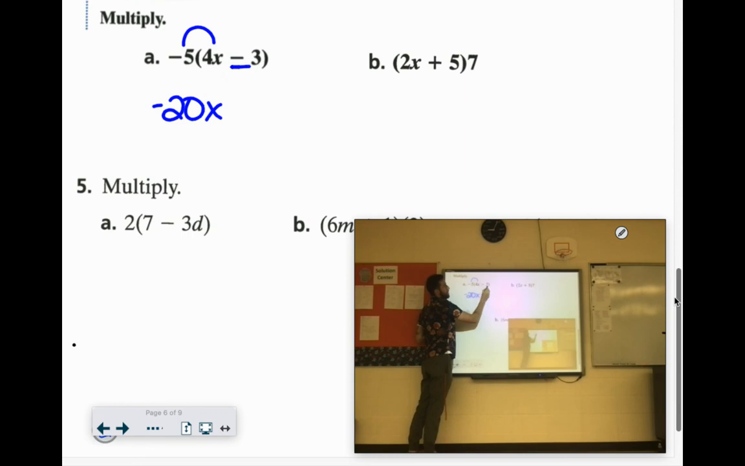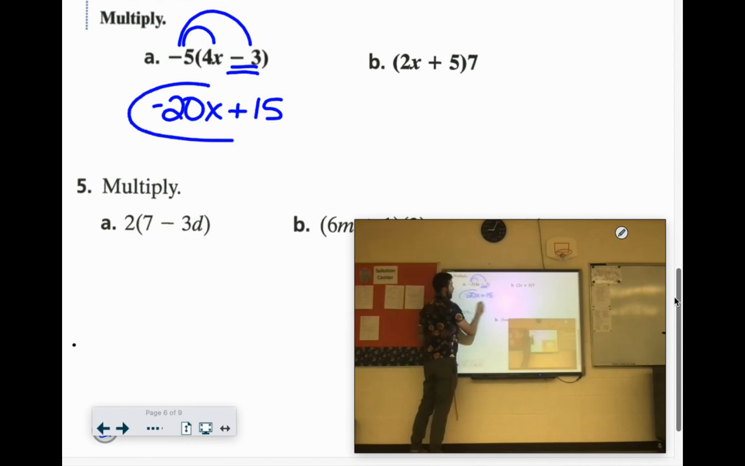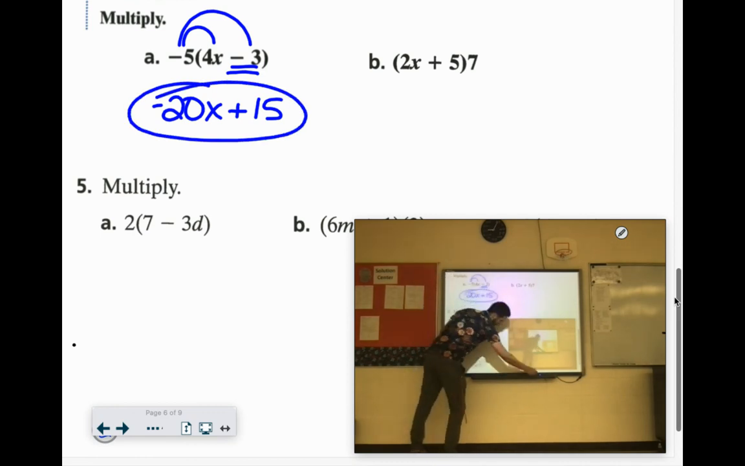Now here, it says minus 3. We have to treat that like a negative. So negative 5 times negative 3, negative times negative switches to positive. 5 times 3 is 15. Now these are unlike terms. You cannot combine x's with regular numbers when you're adding or subtracting. You can do anything when you're multiplying, but not when you're adding or subtracting. So that would be our final answer.